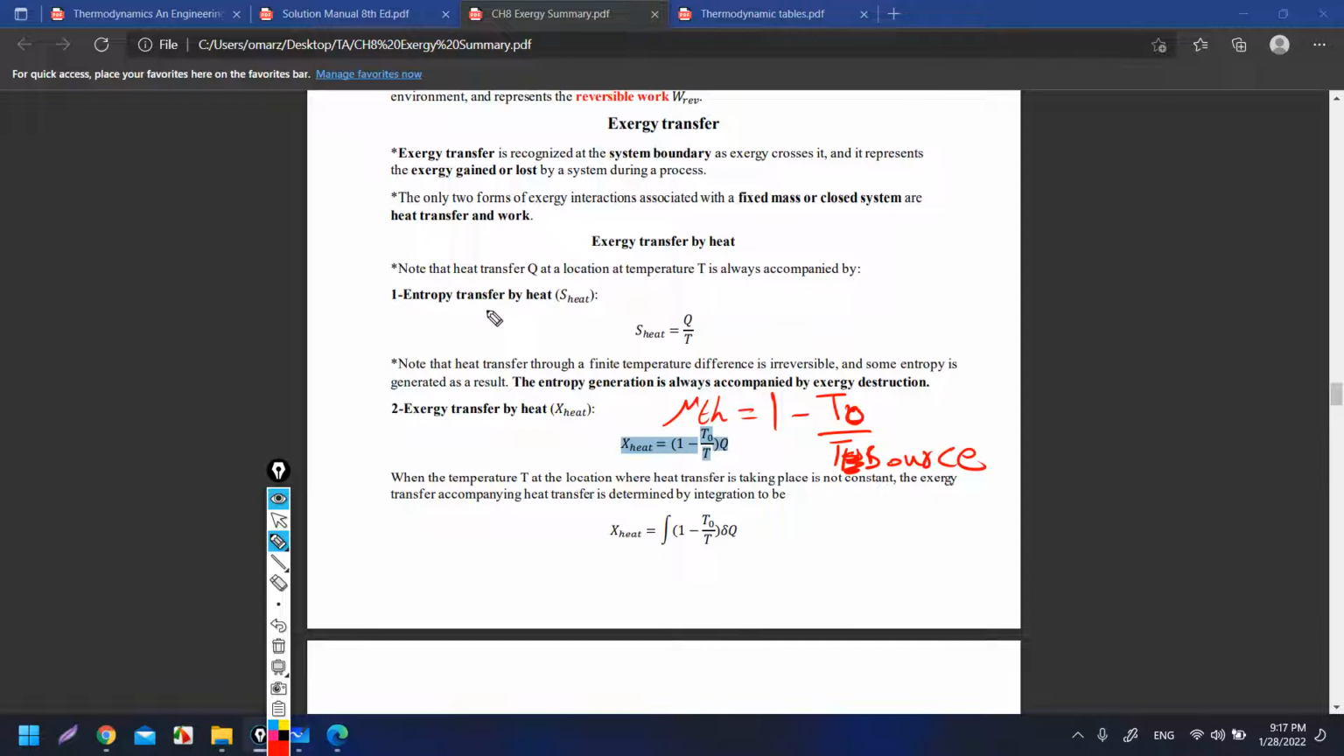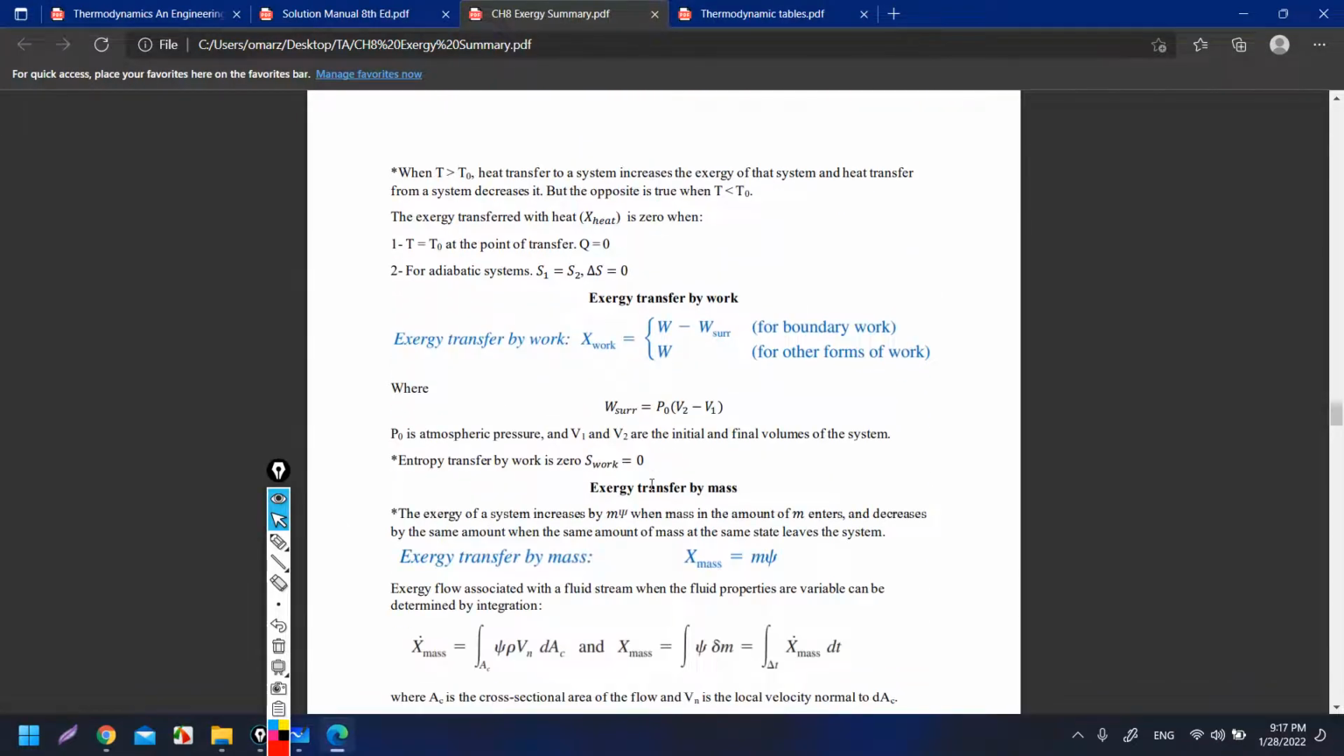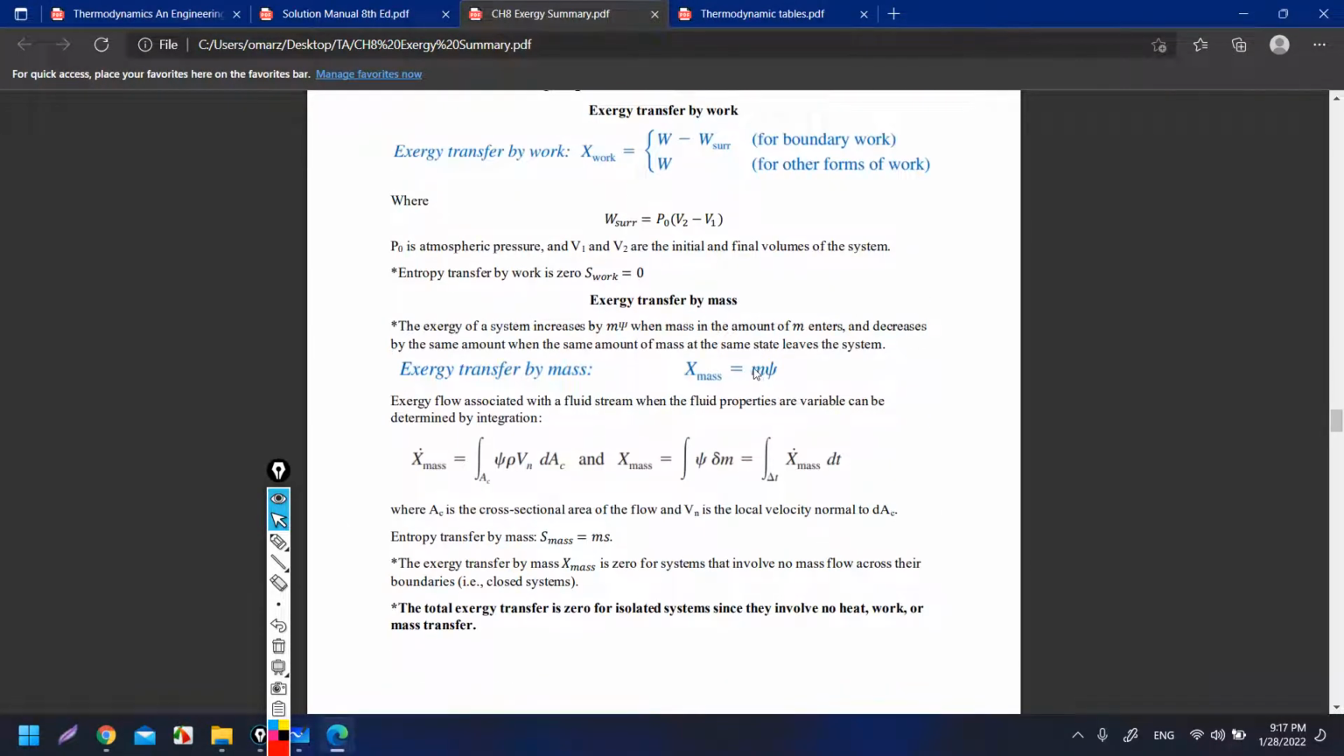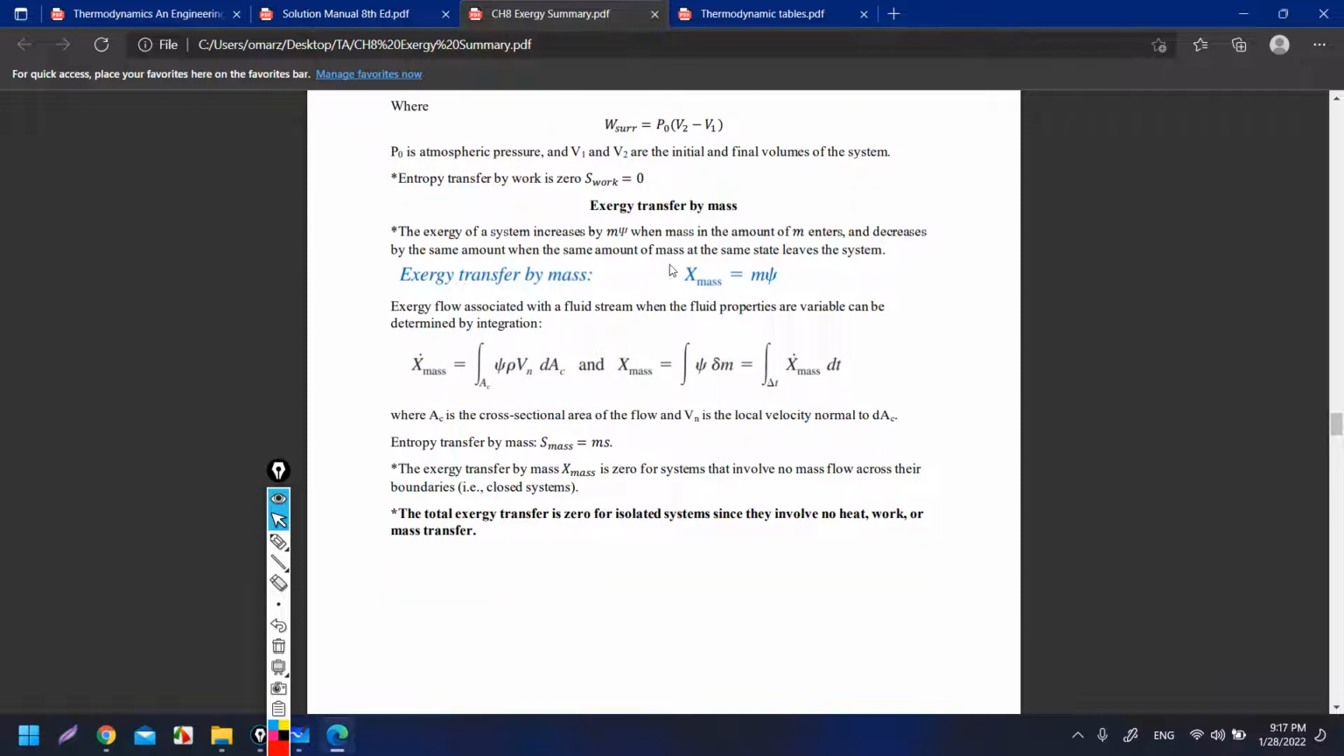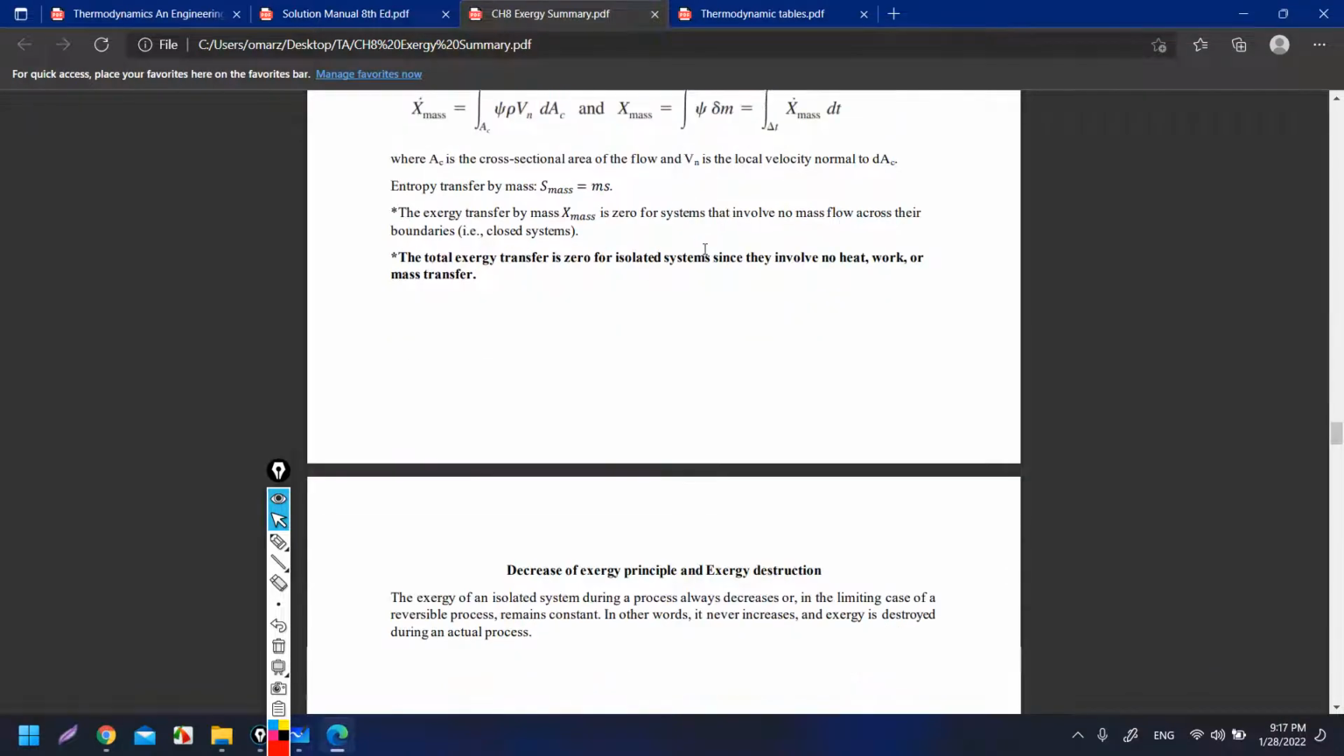Okay. Entropy transfer by heat, we use it in the entropy balance, S heat equals Q over T. If you have non-constant or variable temperature, variable heat transfer, you will use this equation, but not often. We usually use this heat transfer for exergy transfer by heat. Exergy transfer by mass is also equal to m times the exergy. This you will find in the open system. We will not find it here.